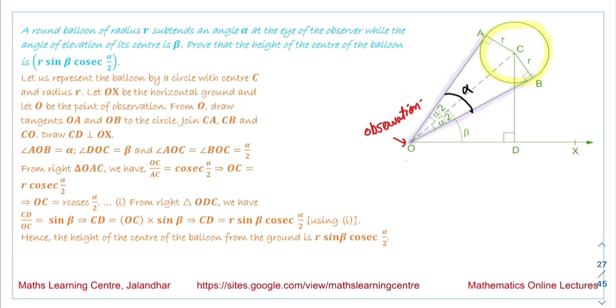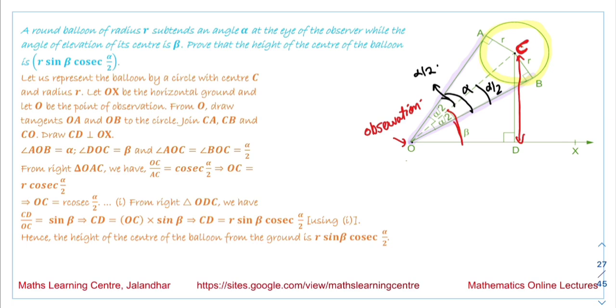We join these points O and C, and half of this angle is alpha by 2. The angle of elevation of its center, this center C, is beta. We have to prove that the height of the center of the balloon, this height, is r sine beta into cosecant alpha by 2.